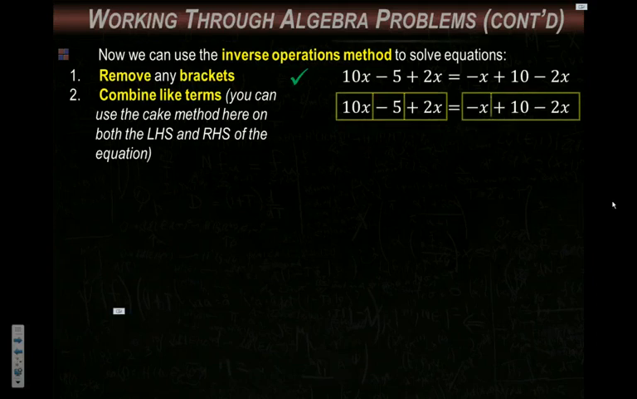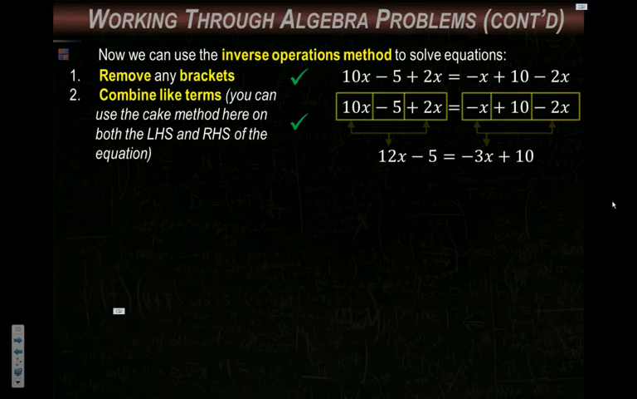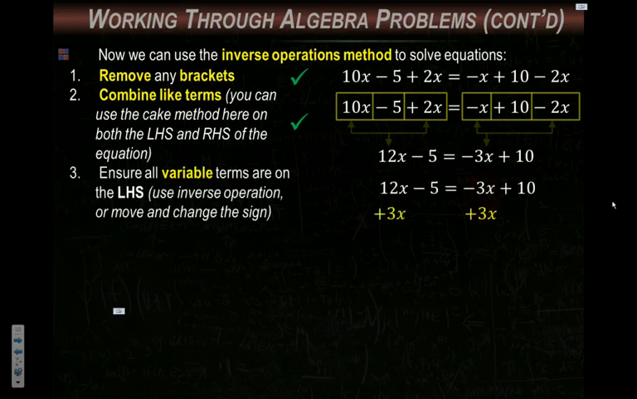Here we use the cake method. When we're dealing with an equation, we have a cake on one side and a cake on the other, so we have to divide each side equally up and then start simplifying it. So we're rewriting this in simpler form. That's done. Step 2 is done. We've combined the terms. Step 3, all variable terms are on the left-hand side.